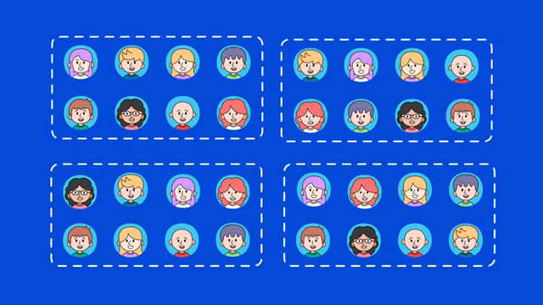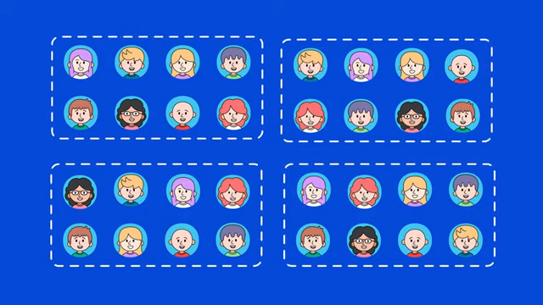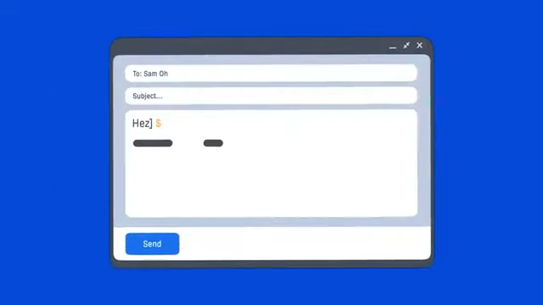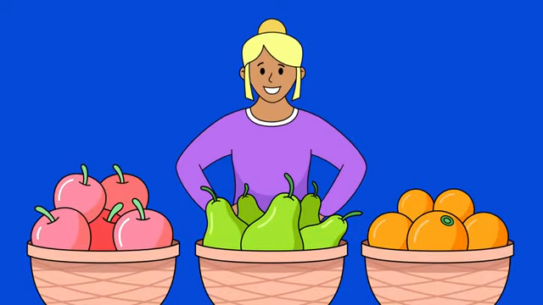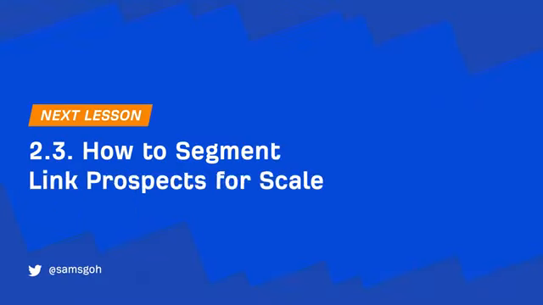Now, when you're dealing with thousands of potential link prospects with multiple seeds, it can get quite messy. Plus, sending personalized emails at scale is tough. And that's where segmenting your link prospects is going to help you stay organized, convert more emails into links, and save you a ton of time. So in the next lesson, we're going to talk about how you can effectively segment your prospects so you can scale personalized outreach campaigns.